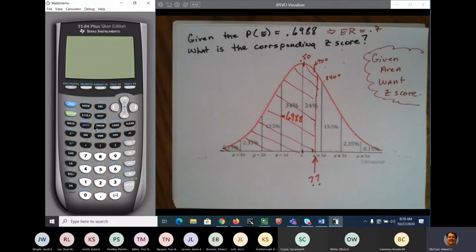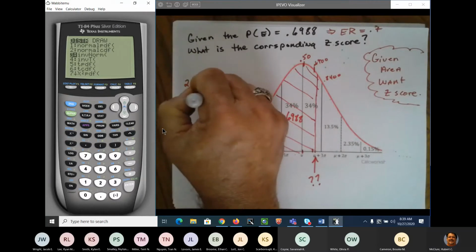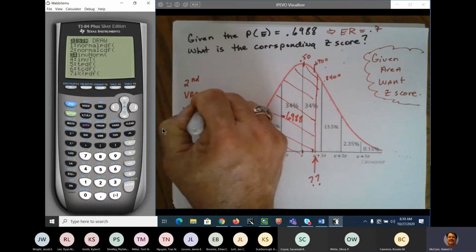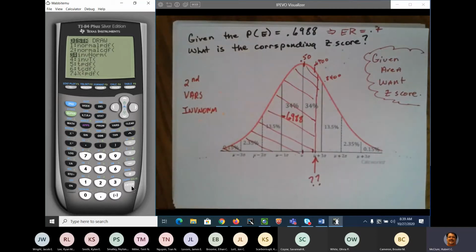Here we go. When you want to find the z-score for a given area, you hit second, vars, inverse norm, and click enter. And what is our area? 0.6988. Now, what do I think it is with the empirical rule?